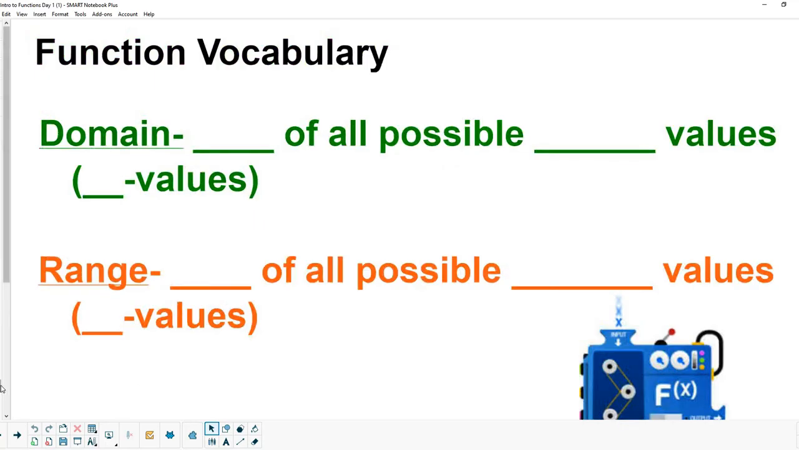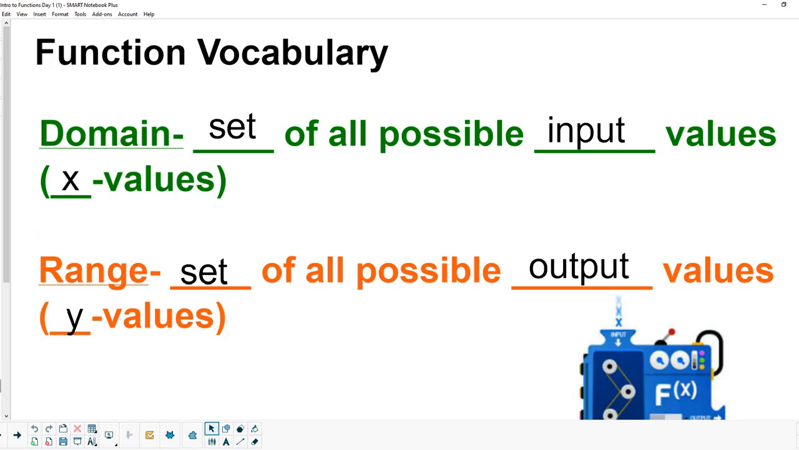Okay, a couple of other vocabulary words that go along with this is the domain. The domain is the set of all the possible input values, or x values, that could be used in an equation to get some output values. And the range is the set of all the possible output values, or y values. It just depends on what function you have, what kind of domain and range you can expect.